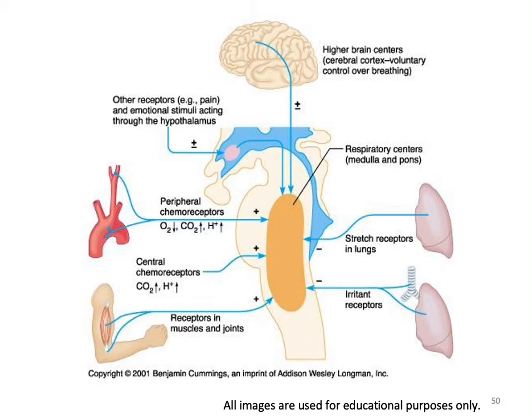The brain cortex, which is the higher brain center, also can send signals to the respiratory control centers, especially during voluntary control of breathing, such as breath holding or forced expiration.